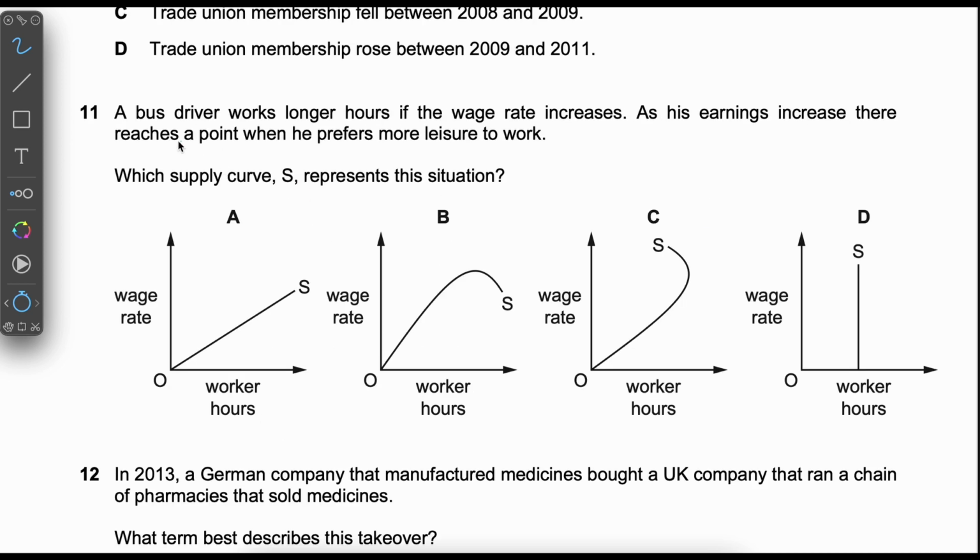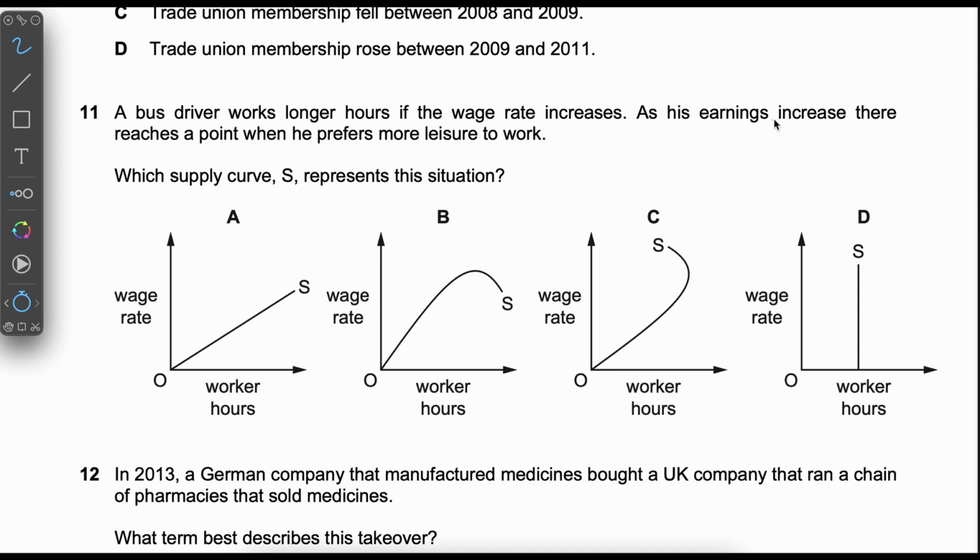Okay, 11. A bus driver works longer hours if the wage rate increases. As his earnings increase, there reaches a point where he prefers more leisure to work. So we're going to have to go through each of these graphs, A, B, C, and D, to figure out which one is true for this situation. If we have a look at A, he is working longer hours as his wage rate increases. It is a consistent upward trend.